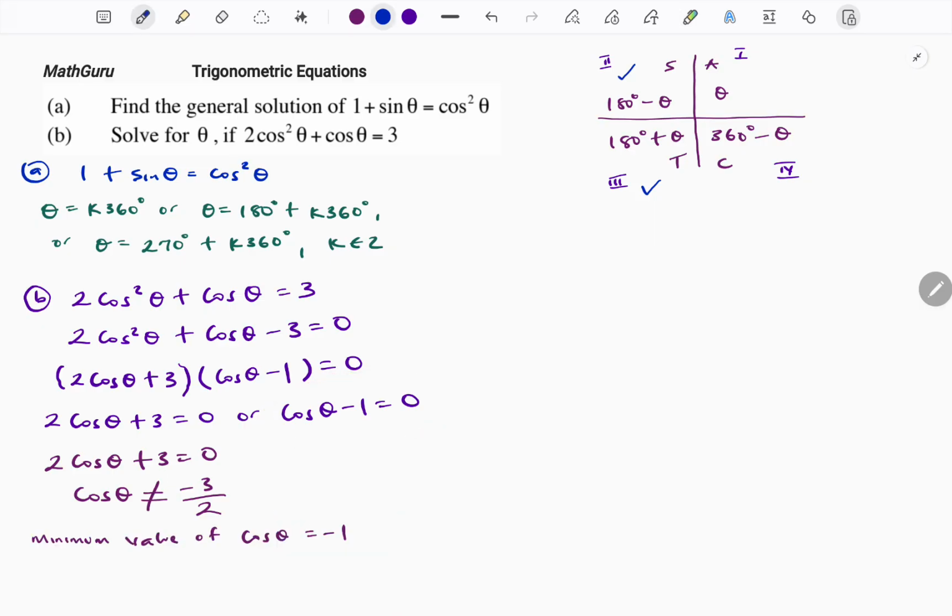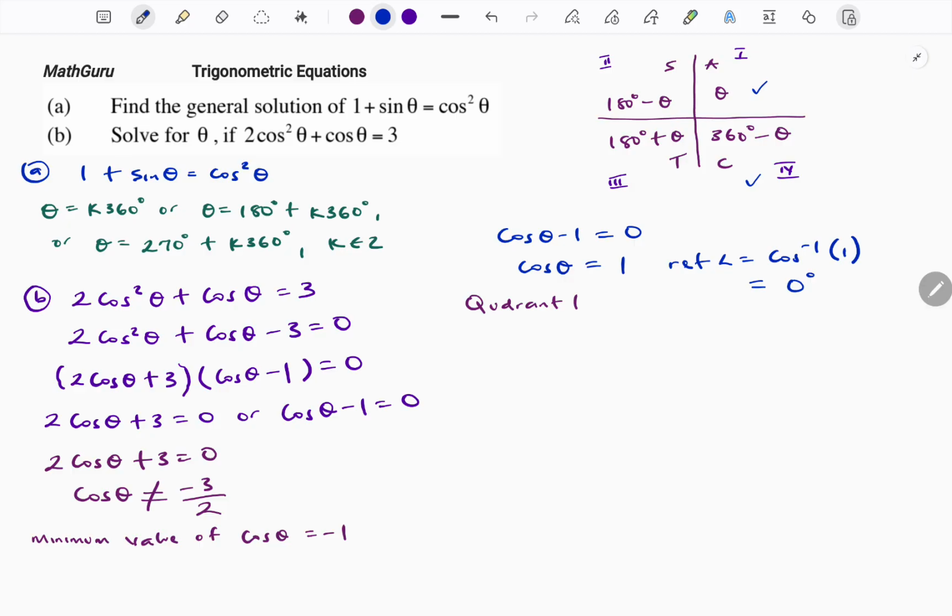So therefore, working with my cos theta minus 1 equals 0, make cos theta subject of the formula. That will be positive 1. If I go back to my CAST diagram, cos is positive in the first quadrant and in the fourth quadrant. So I start with quadrant 1. I need to get my reference angle because I have cos theta equals 1. My reference angle in this case will be the arc cos of 1, and that is equal to 0 degrees.